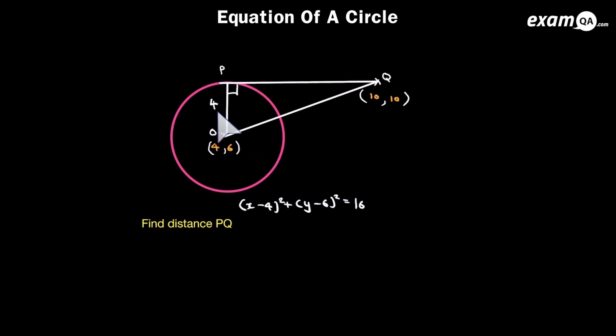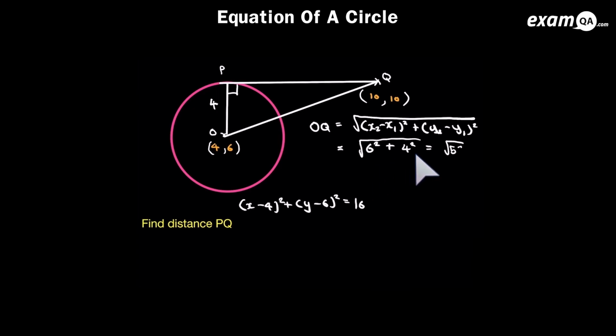And we can work out the other length, the distance OQ, because we've got both points. Now, if you didn't know the distance between 2 points, I'm going to show you the equation for it now. It's the square root of (x2 minus x1) squared plus (y2 minus y1) squared. So we're going to have 10 minus 4, which is 6 squared, plus 10 minus 6, which is 4 squared. And that gives us root 52.